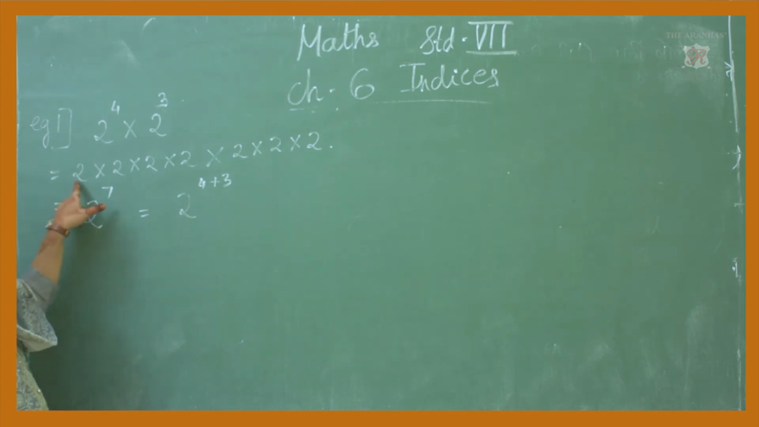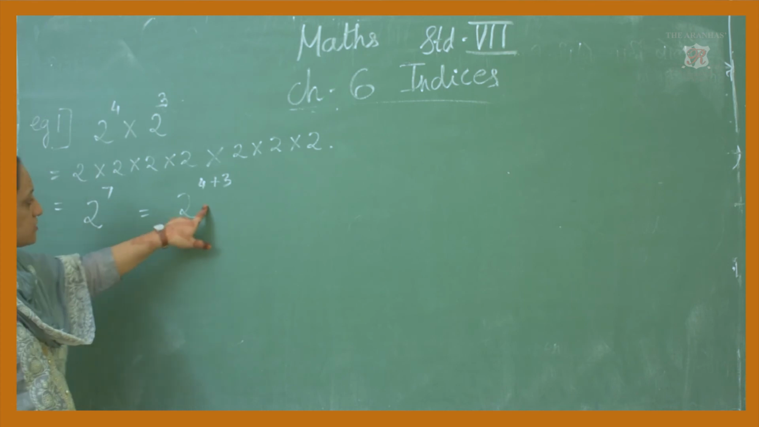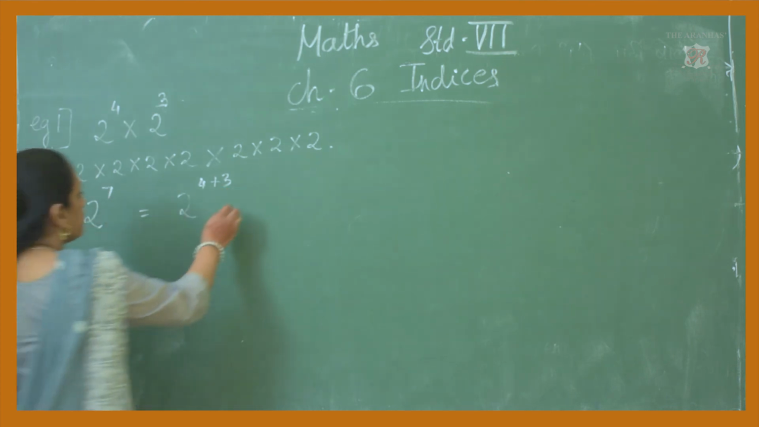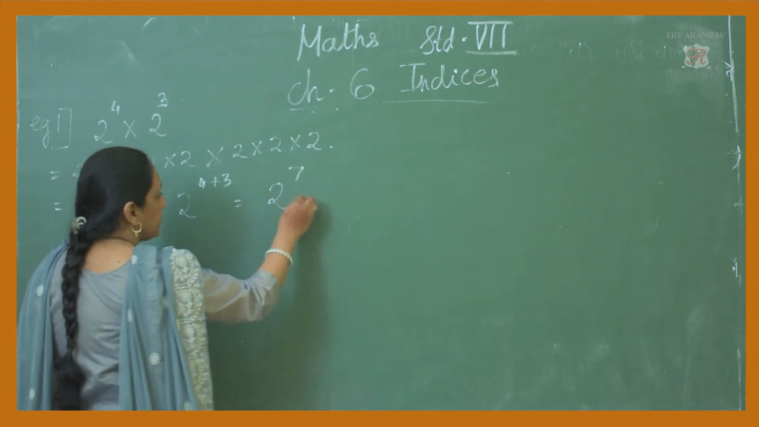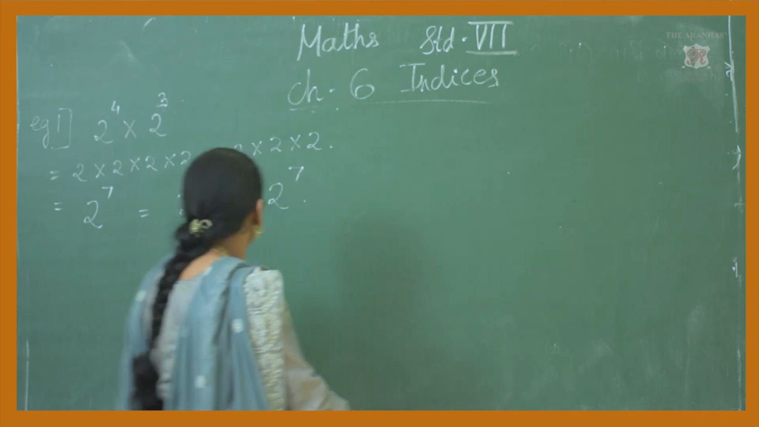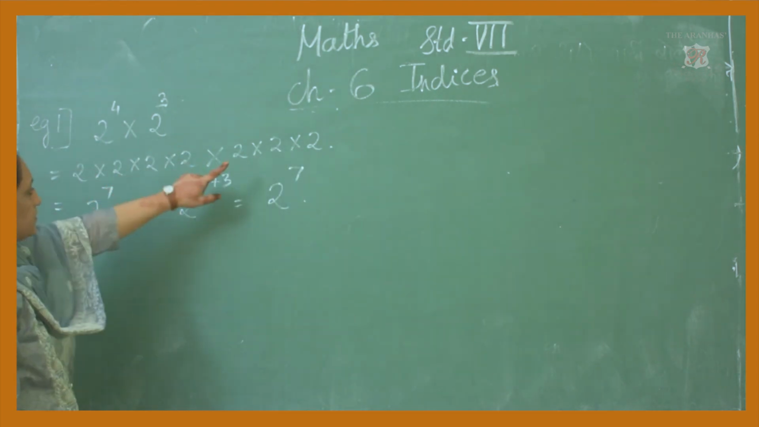2 raised to 7 came because we multiplied 2 seven times. But we can do this in this way also. 2 raised to 4 plus 3. 4 plus 3 is 7. So this again came 7 only, 2 raised to 7. If you are asked the value of this, you have to write the answer after multiplying.